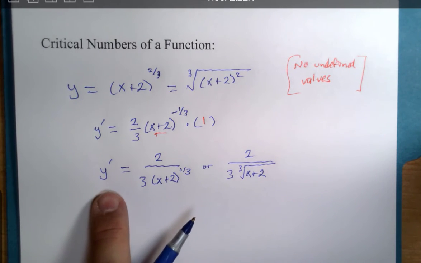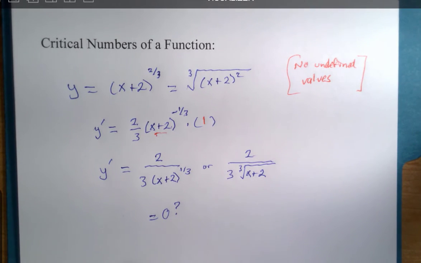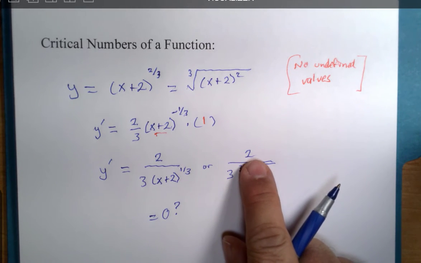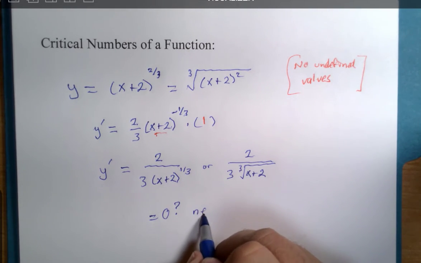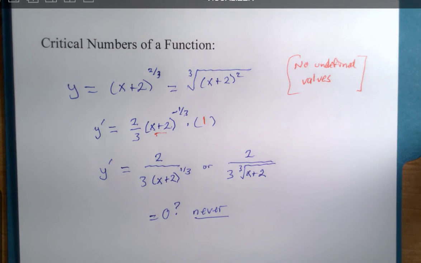Now we investigate. When is the derivative equal to 0? Well, a fraction is equal to 0. We've done this many times in my class now. A fraction is equal to 0 when the numerator is 0. Well, the numerator is 2. It's not 0. So I'm just going to put the word never right there.